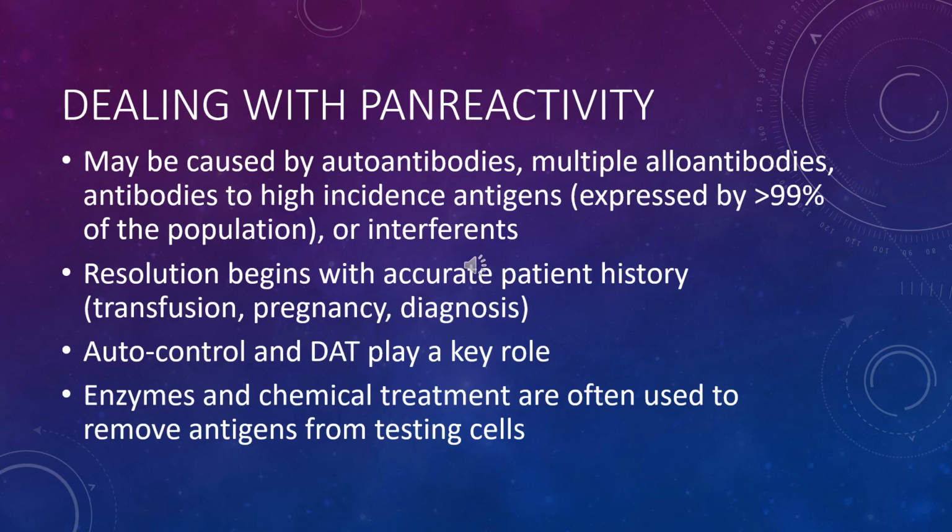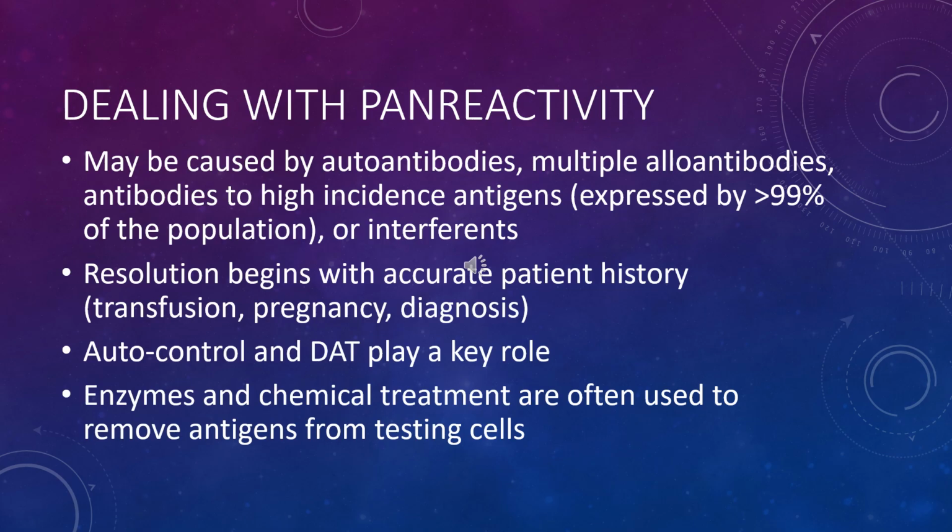Or antibodies against high incidence antigens. If you remember looking at some of those panels, all of those donors would be positive for some of those antigens, such as Lutheran B or little k, which is usually expressed on all those cells. So high incidence antigens are expressed in greater than 99% of the population.